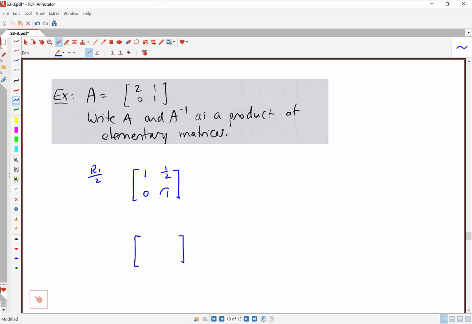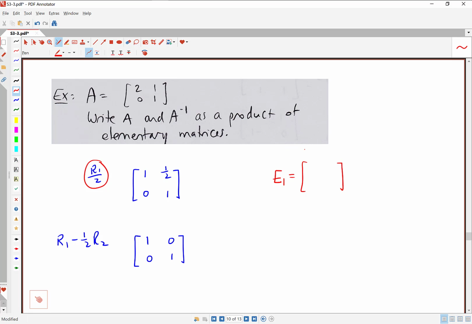We would use this pivot here just to clean up the second column. So we would go row 1 minus half row 2 to get 1, 0, 0, 1. Okay, so we've created the identity matrix. Now, beside this, we're going to write down the elementary matrix that encodes this row operation. So instead of writing row 1 over 2, we can actually think about the matrix that does that operation.